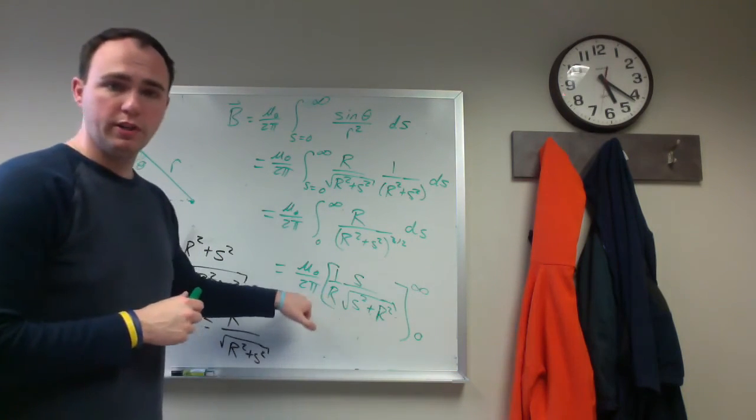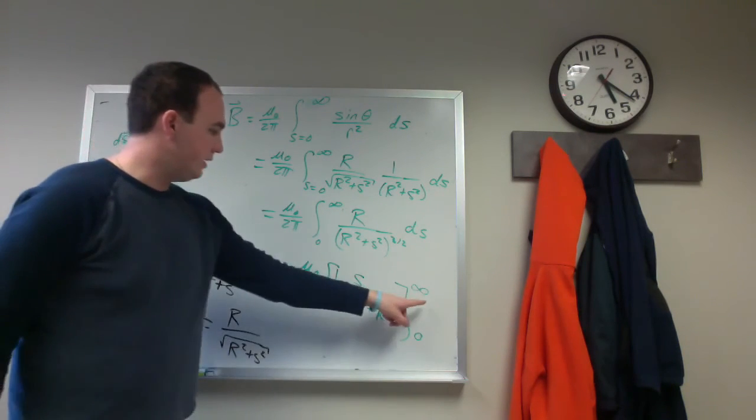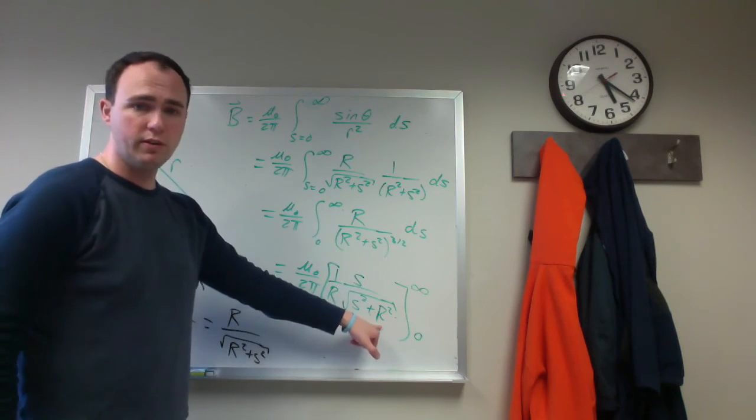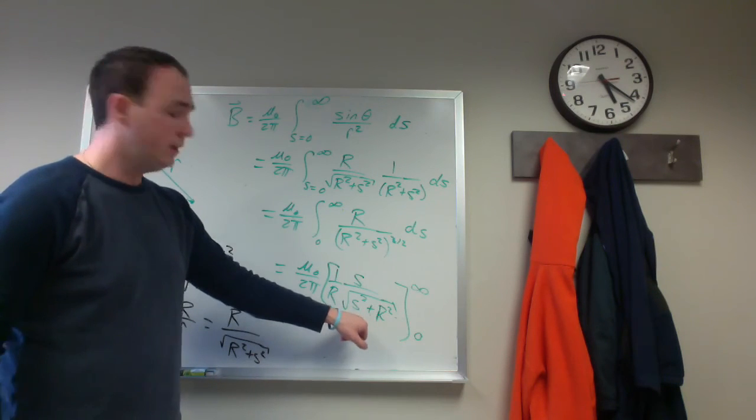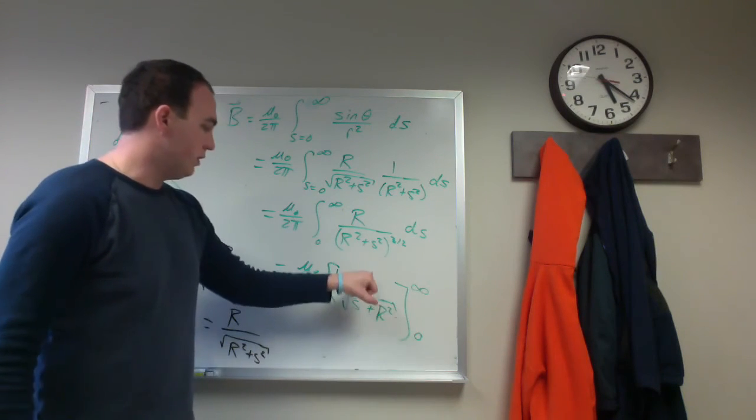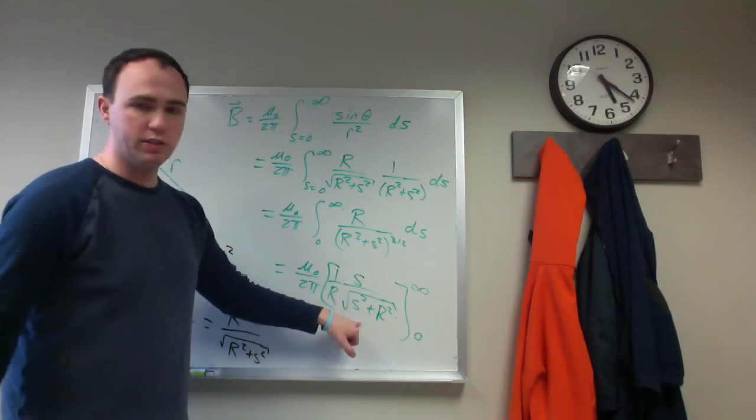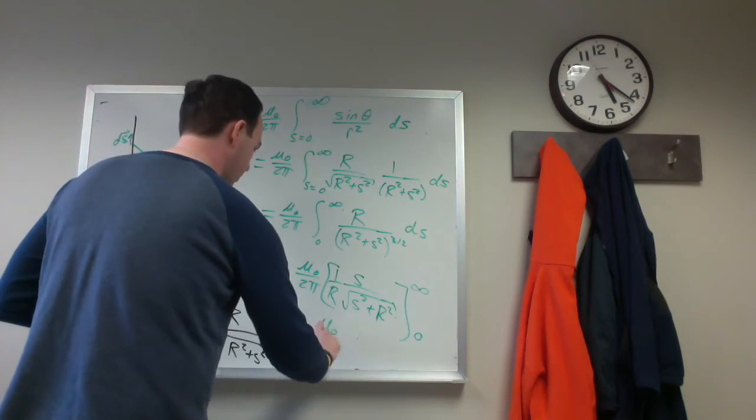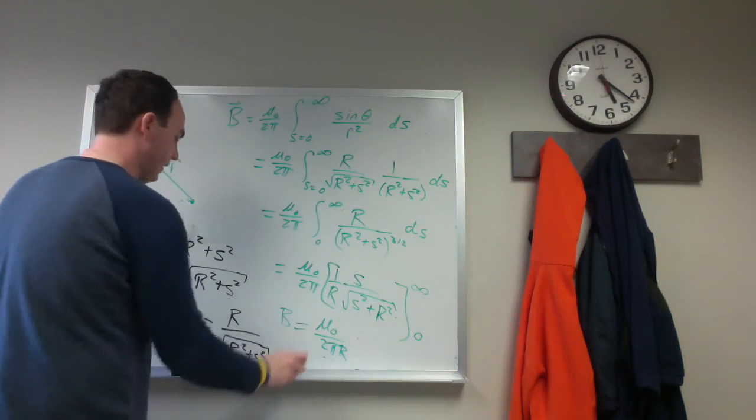So the 1 over big R we could pull out, so we're going to get mu naught over 2 pi R, and then as s goes to infinity, we can ignore the value of R, so we have s over the square root of s squared, which is 1. And when s equals 0, we have 0 divided by R, which gives us 0. So when we put that all together, we get mu naught over 2 pi R is the magnetic field.